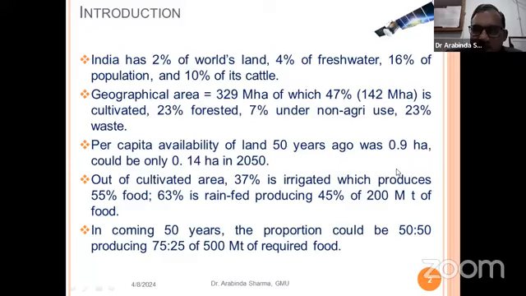But at the same time, what is happening? We have a population which constitutes 16% of the world's population, and at the same time we have 10% of its cattle. Means we have a large population of both animals as well as human beings. So with such a large population but very small amount of resource, like 2% of land and 4% of fresh water, from this simple statistic itself you can realize what the pressure on these resources is.